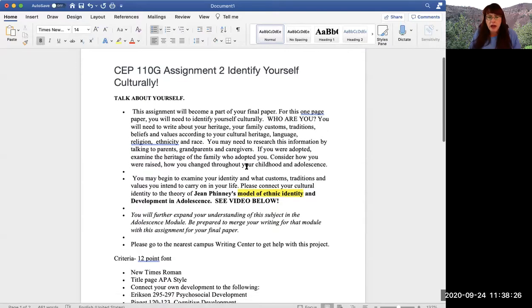So what we're looking at is, how did you learn language? How did you learn traditions? What kind of foods were in your family, that you celebrated with, or that you ate frequently? So talk about your family of origin and your history.